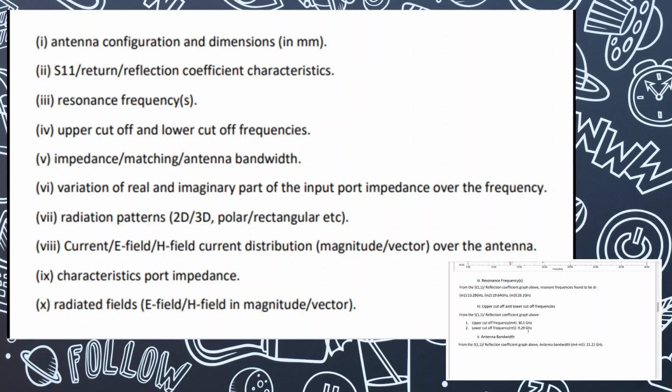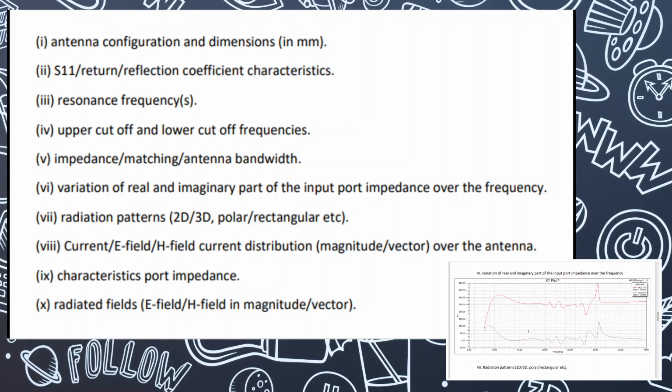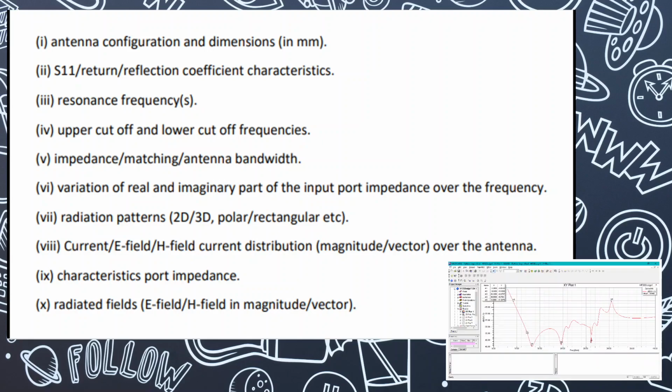After that, impedance matching is a variation of the real and imaginary part of the input port impedance. Okay, so the graph will look similar to this. I will show you how you can also get your graph. So this one is this, I suppose.